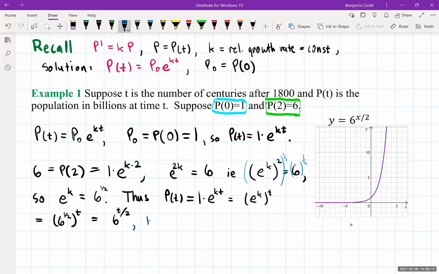So in particular, let me find the population in the year 2100. So that's about 80 years from now, 79 years from now. In the year 2100, t is equal to 3, and P of 3 is, let's see what the predicted population is in the year 2100. 6 to the 3/2.